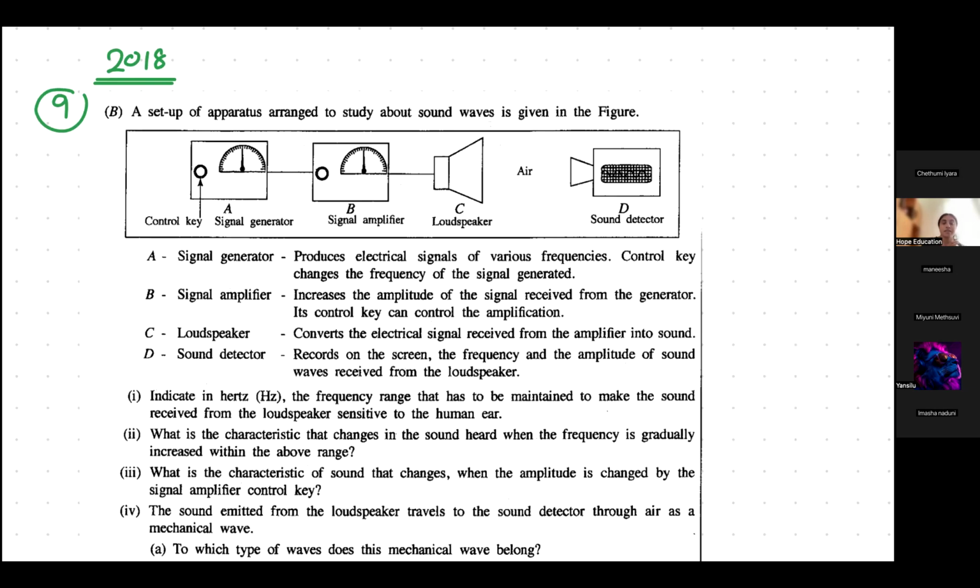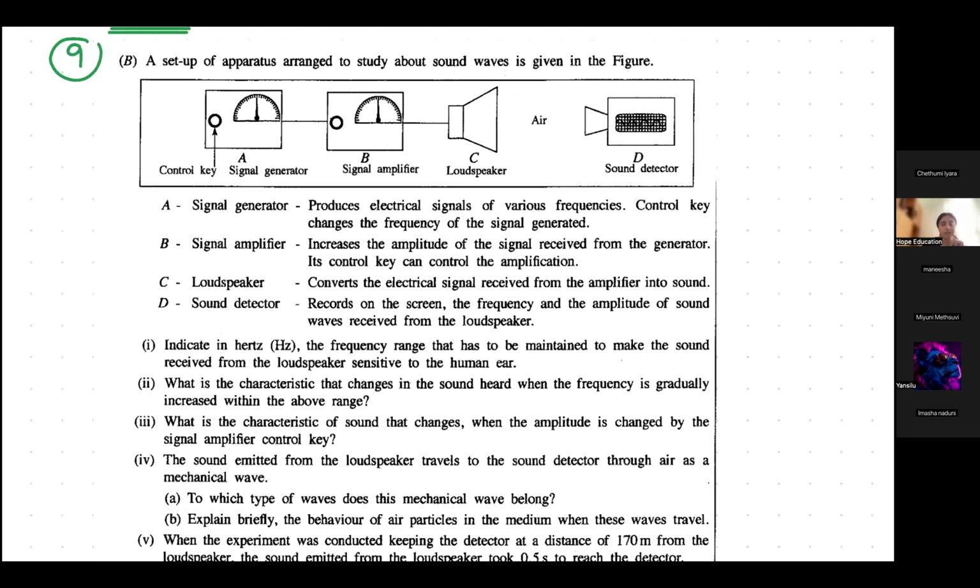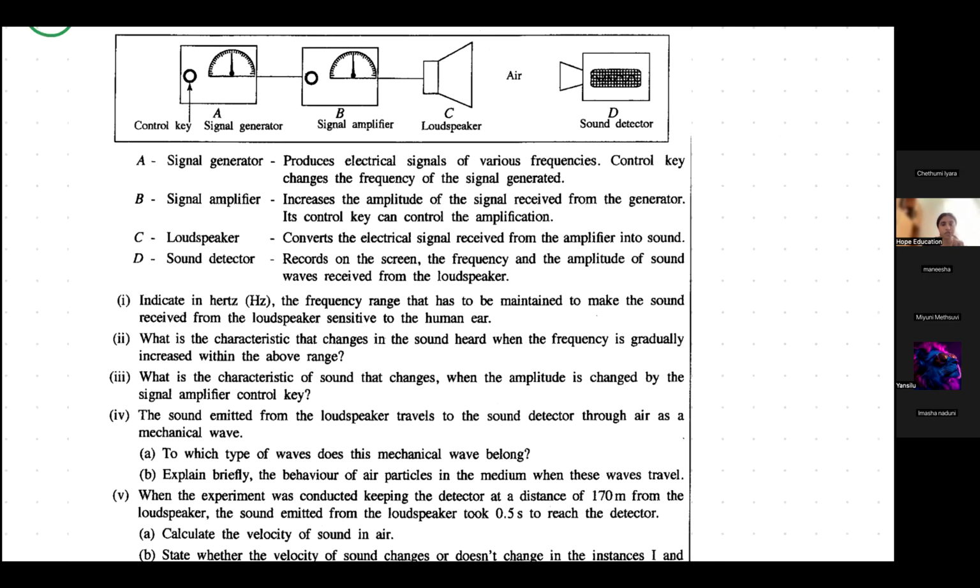A setup of apparatus arranged to study about sound waves is given in the figure. We have a signal generator, we have a signal amplifier, we have a loudspeaker, we have a microphone, right? Frequency characteristic.